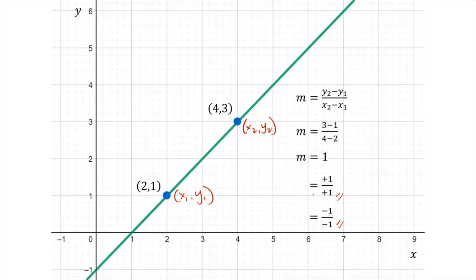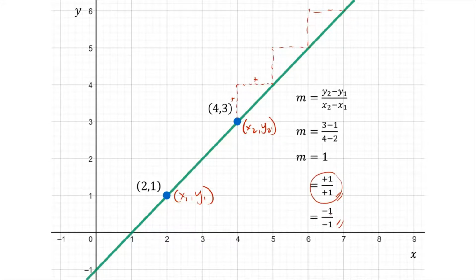Remember that the slope is rise over run. So if the slope is positive 1 over positive 1, it means from (4, 3), we go up 1 unit, and then we go to the right 1 unit. Because again, positive, positive. So 1 unit upward, then 1 unit to the right. Okay, so this is for positive 1 over positive 1.